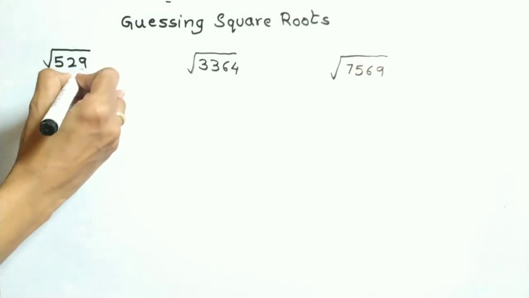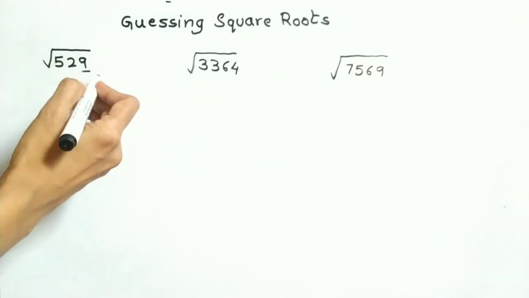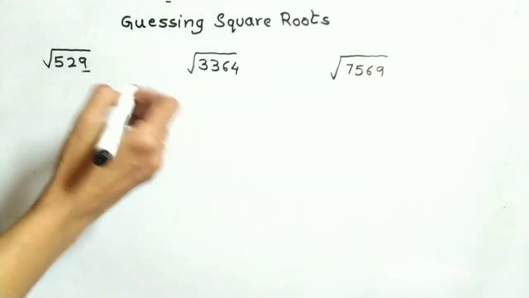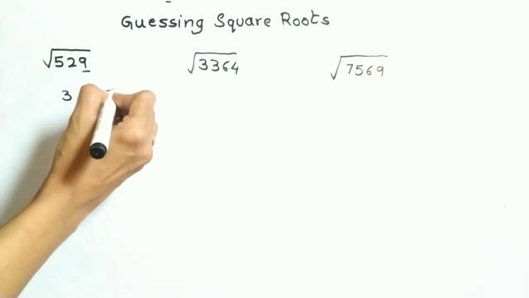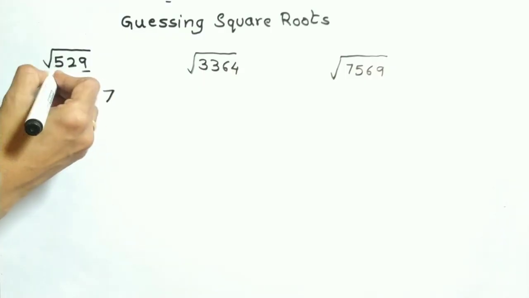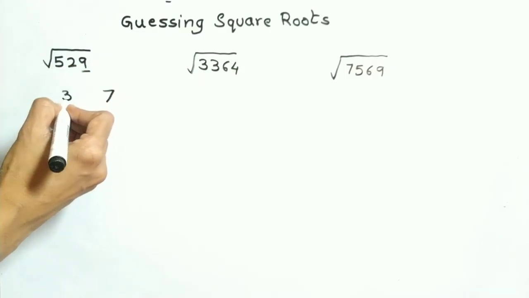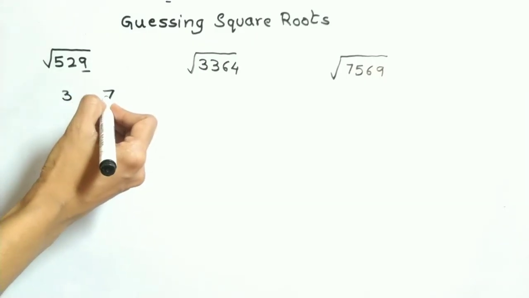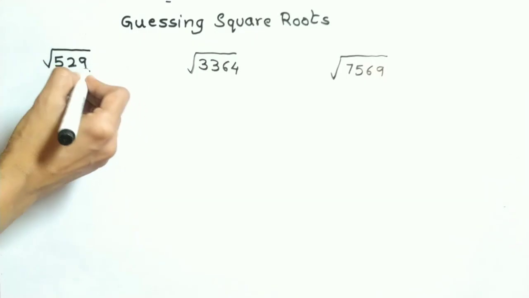Now the first thing we have to do is check the last digit. It is 9. Now which square ends with 9? When we see, 3 square is 9 and 7 square is 49, so that ends in 9. So whatever is the square root of 529, the last digit will be 3 or 7. So this is one thing. Now the entire number is 529.